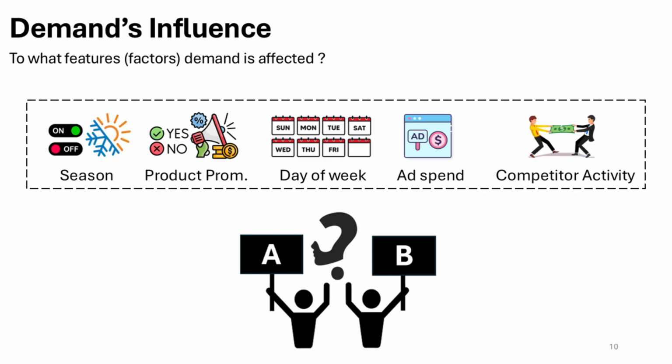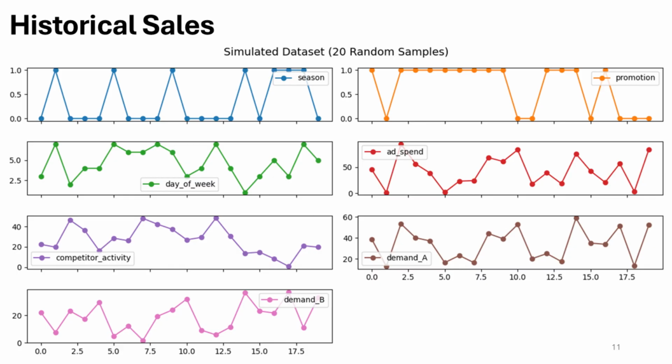To build our predictive model, we first need to look at our historical data. On this slide, we see a simulated dataset consisting of 20 random samples. These visualizations help us see how our different factors change over time. This history is the foundation that our machine learning model will use to learn how to predict the future. The top 2 charts show us the season and promotion cycles, represented by simple shifts between 0 and 1. Below those, the green line tracks the day of the week, while the red and purple lines show the more frequent changes in our ad spend and the activity of our competitors.